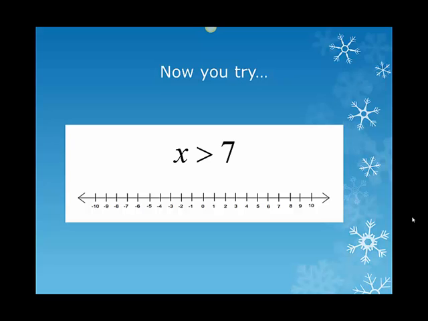Here's another one. We've got x is greater than 7. Go ahead and pause the video until you're ready. We have an open circle at 7, and we want to shade everything greater than that, so we shade to the right.